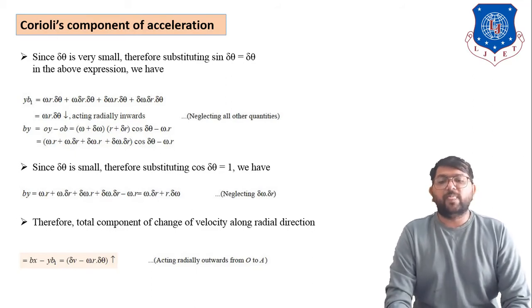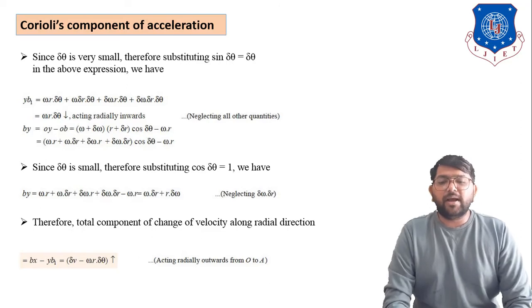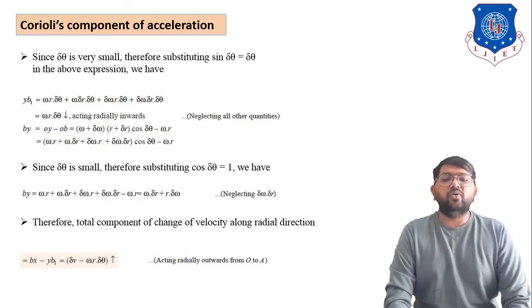And by is equal to oy minus ob based on vector triangle, omega plus delta omega in bracket, r plus delta r, into cos delta theta minus omega into r.